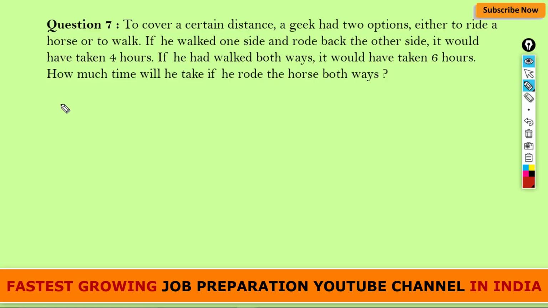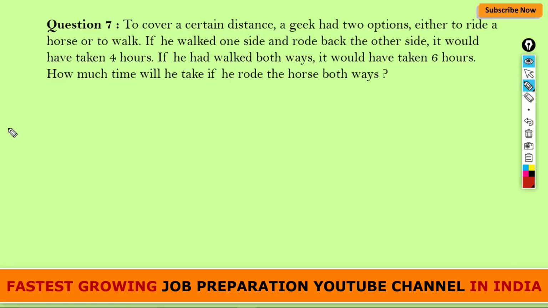In the first case, if x is the distance, while going toward x he walked, and while coming back he rode the horse. In the second, he walked both ways and took 6 hours. Previously he took 4 hours. Now the question is, if he had ridden both ways by horse. So how to solve this kind of problem?